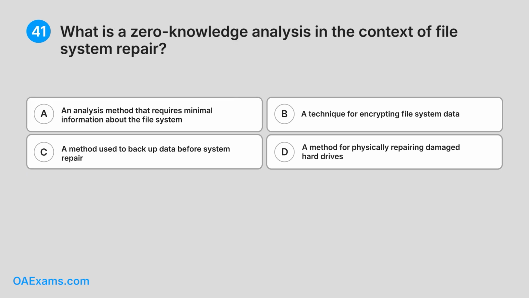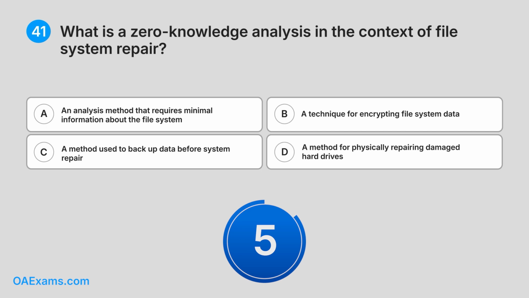41. What is a zero-knowledge analysis in the context of file system repair? A. An analysis method that requires minimal information about the file system. B. A technique for encrypting file system data. C. A method used to back up data before system repair. D. A method for physically repairing damaged hard drives. Do you know the answer?